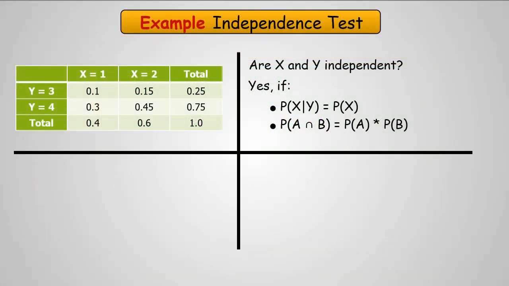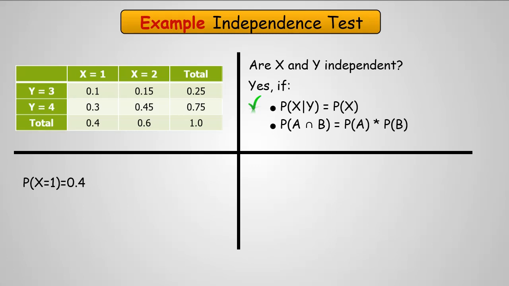So let's take a look at a test here. We've got a table here in the upper left-hand corner, and we're looking at the probabilities of x being equal to a specific value and y being equal to a specific value. And we're looking at the totals. So you can see the totals running down and the totals running across for the probabilities. So let's use the first example. The probability of x, given that y has occurred, is equal to the probability of x. Well, the probability that x equals 1 is equal to 0.4. And you can see that from the total line.